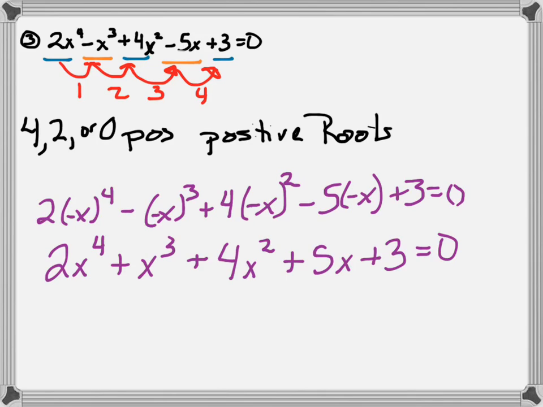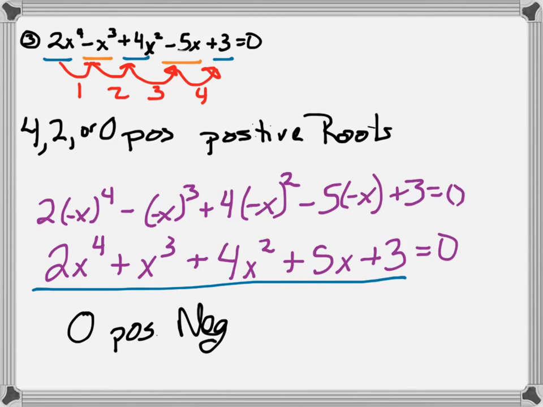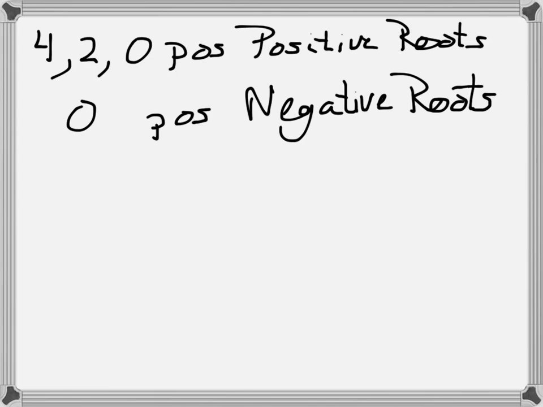So identify all your positives and negatives. In this case, because there's no sign changes, 0 possible negative roots. And when we sum this up, we identify how many possible imaginary roots we'll end up with. So what was our degree? 4. So we had a 4th degree.